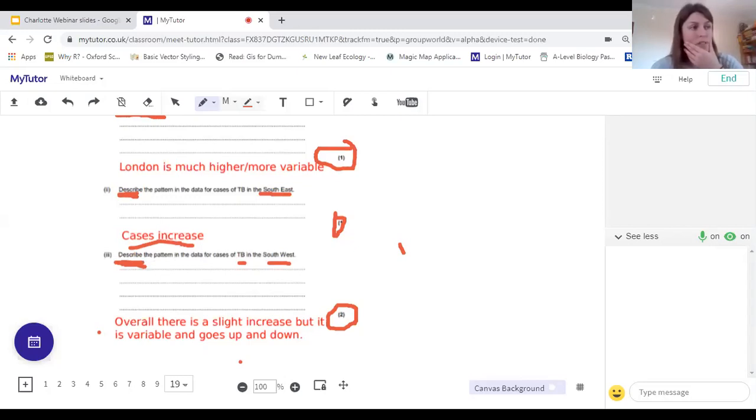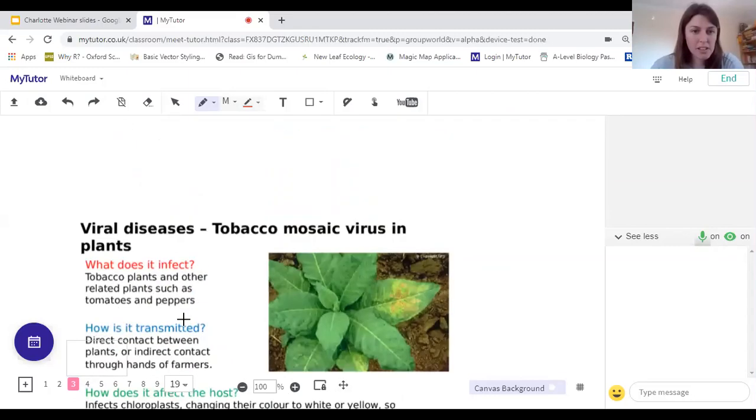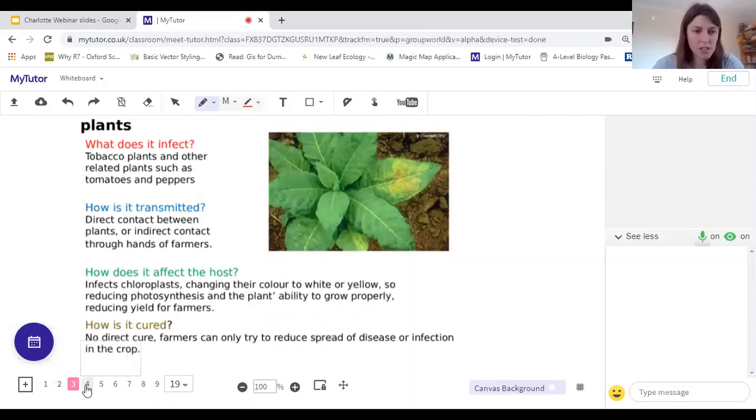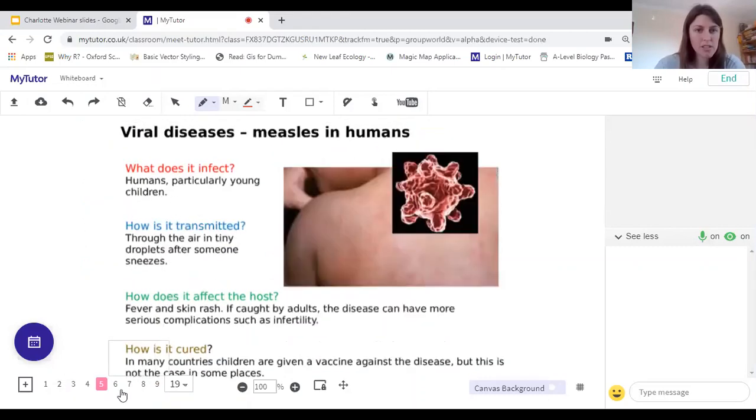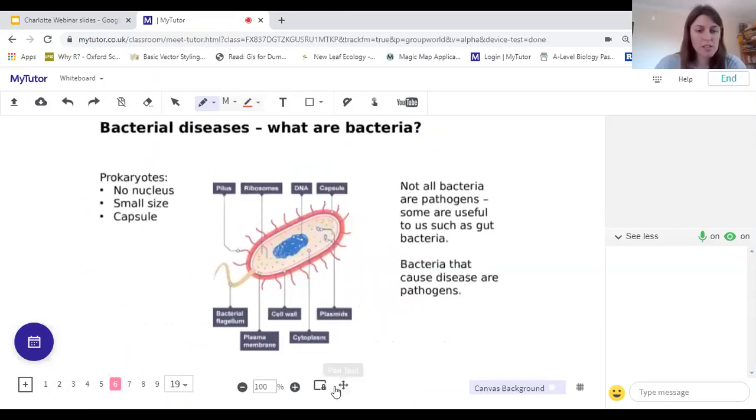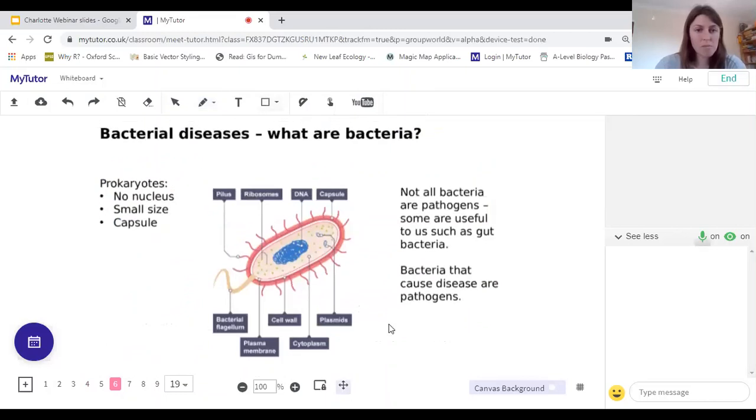So we've had someone ask, does athlete's foot only affect feet? Someone says, can you go to the first slide on bacteria, please? So I'll go back to the bacteria slide. Oh, that's viruses. Here we are. So we are going to talk more about prevention of disease next week. So make sure that you tune in for that.